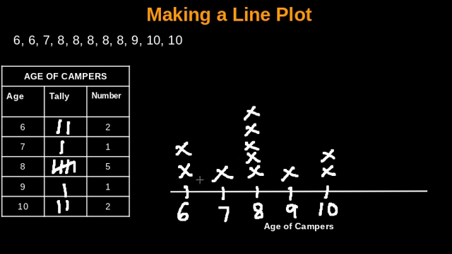From here we can actually find the mode of the data. That is the number that occurs the most, or the age in this case that occurs the most. So the mode of this data is the age with the highest number of X's, and that's 8 years old. So 8 is the mode of this data. The range will be the greatest number minus the smallest number. So that's 10 minus 6. That will be 4.